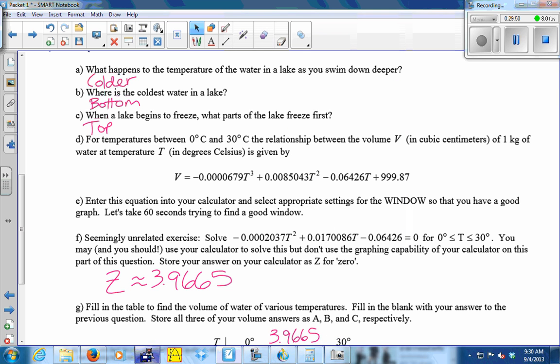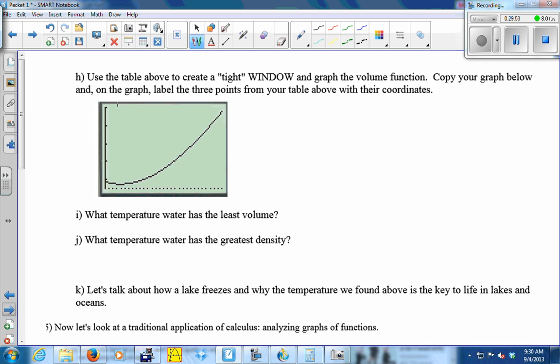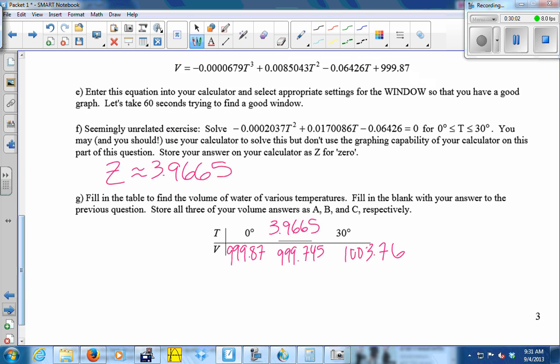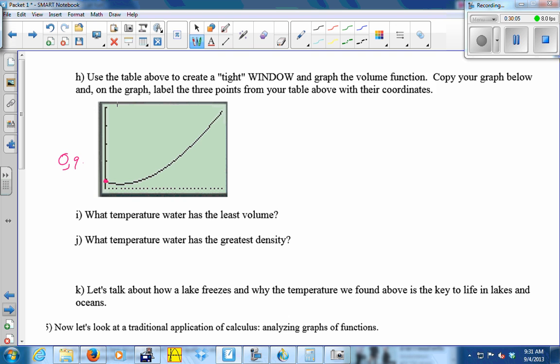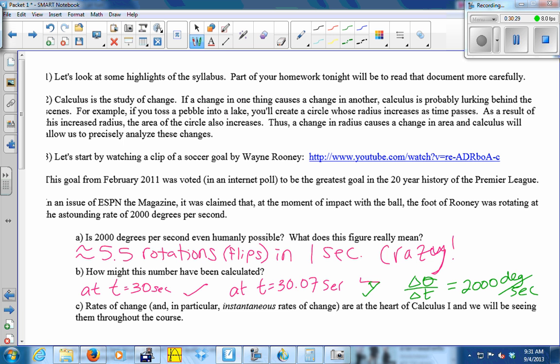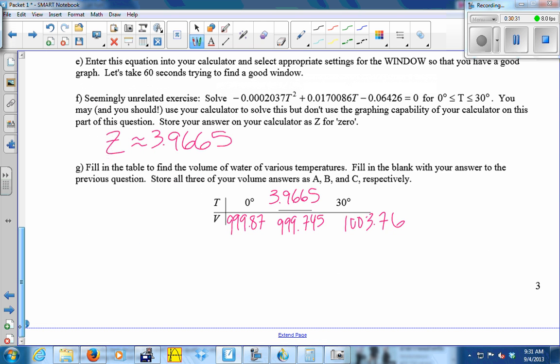So this point is 0, 999.87. And at the far right here, this is my point 30, 1003.7 something. And this very low point, this minimum, is 3.9665, comma, and the Y value was 999.745.